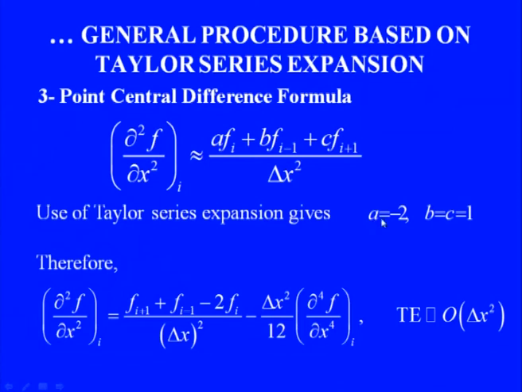So let's summarize it on the slide. So by Taylor series expansion we have got A is equal to minus 2, B is equal to C is equal to 1. So therefore we get a pretty simple form for the second order derivative. Del 2f over del x square at i is equal to f of i plus 1 plus f of i minus 1 minus twice of f of i divided by delta x square.